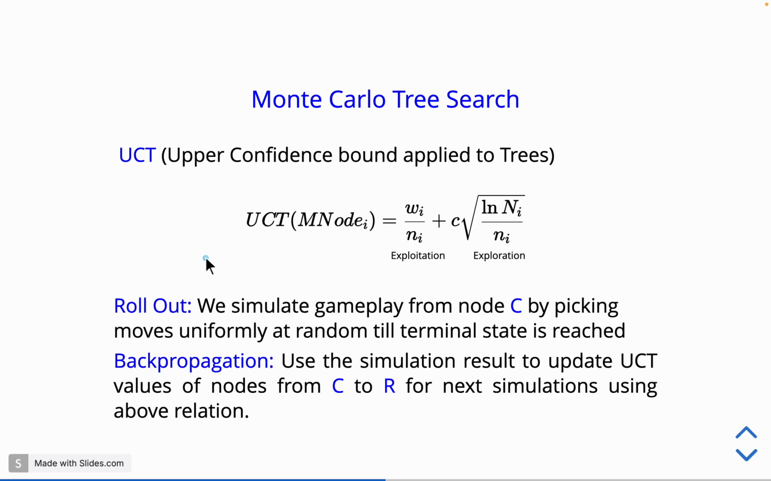So after choosing the C, we pass C to a rollout function that simulates the gameplay on that node C till a terminal state is reached. When a terminal state is reached, we update the UCT values of the previously simulated nodes in this whole path. So this updated UCT value is used for further simulations.